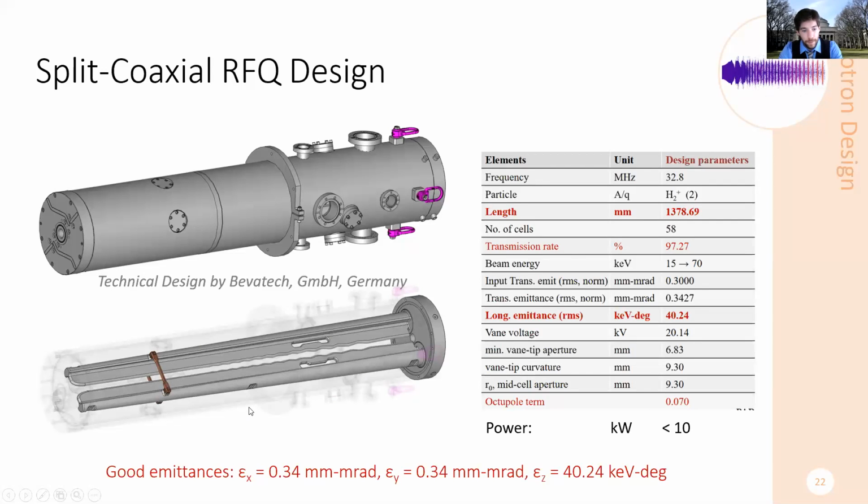So the RFQ has to be the same frequency. And this would be a 1.5 meter diameter or so structure normally. But with the split coaxial one, we can keep this below 28 centimeters, which then lets us insert it into the cyclotron yoke. The emittance growth inside the RFQ is fairly small for this design, which is what we want, of course. And the transmission rate is upwards of 95%.